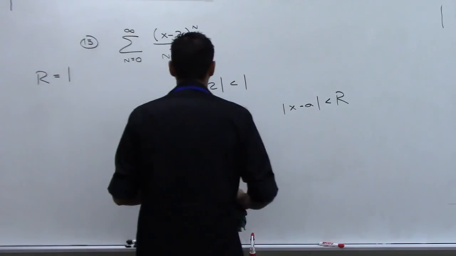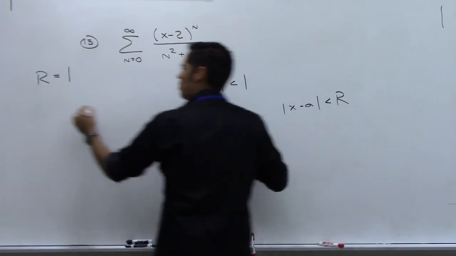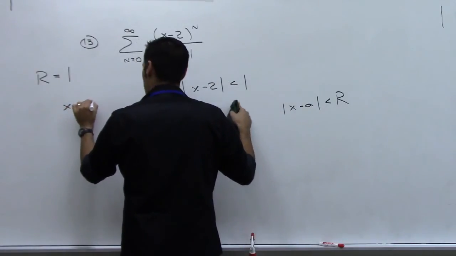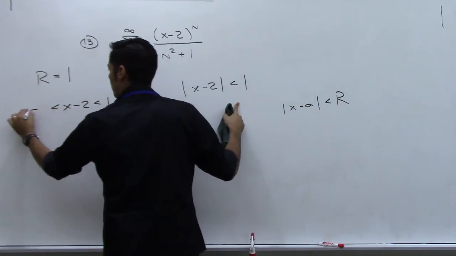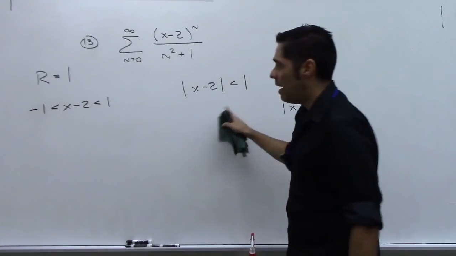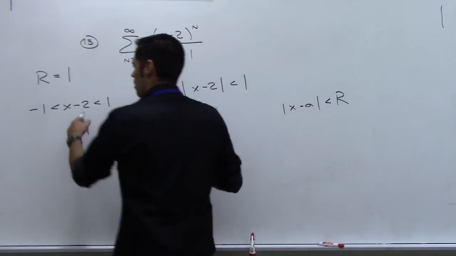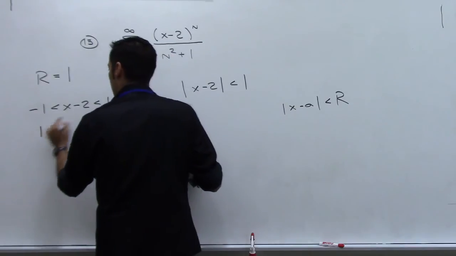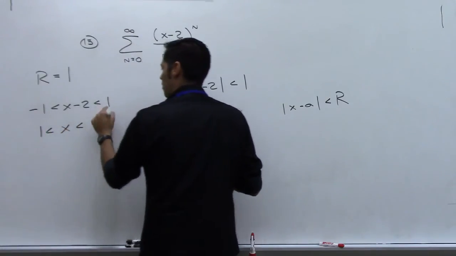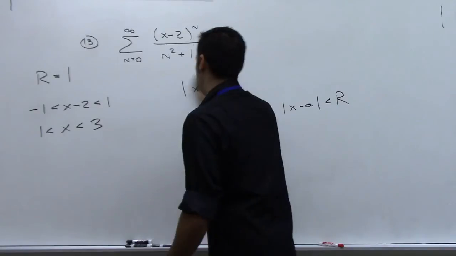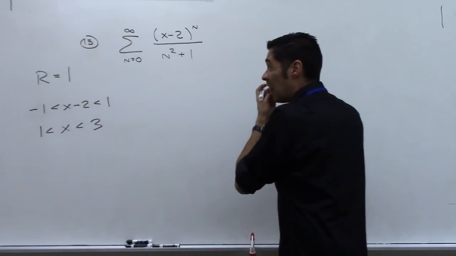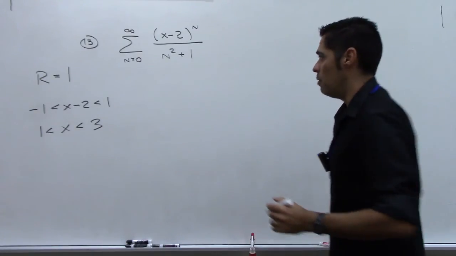But to get the interval, I need to turn this into inequalities. So this is less than 1, but greater than negative 1. And then I'll add 2 to everything. When I add 2 here, I get 1. When I add 2 here, I get x. When I add 2 here, I get 3. So that's my interval of convergence so far. Now what I need to do is test the endpoints.